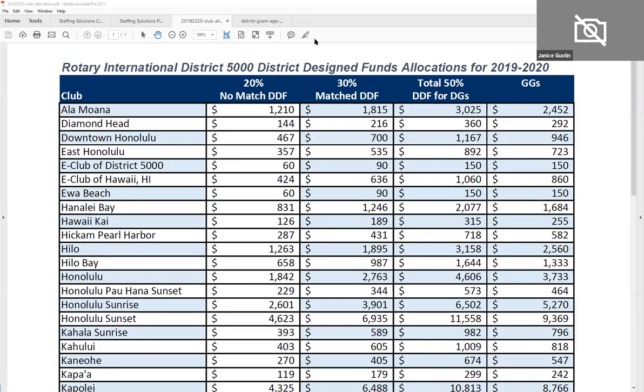So the district's going to give you the $144 for Diamond Head, right? And then if out of the 216, Diamond Head can only come up with $100 of club cash to match, then they can use $100 of the matched funds, and they can do a $300 project. You see what I'm saying? Yeah, I was just trying to make sure.